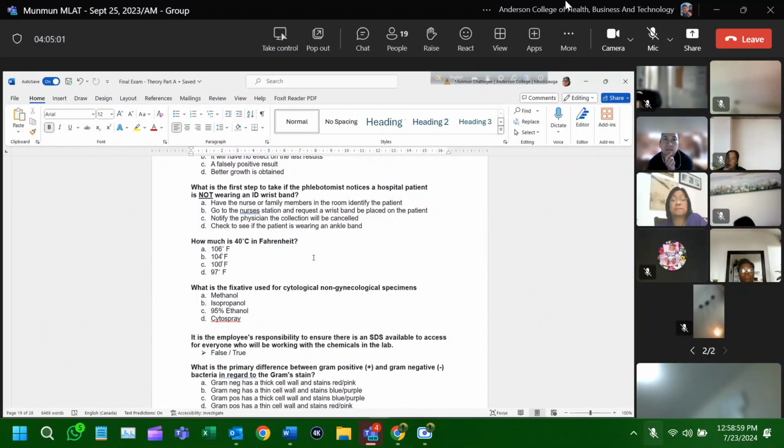There is no band. Who is going to replace it? From where have you got the terminology replacement? It doesn't say replace, it says to be replaced. So you have to go to the nurse station and request a wristband to be placed on the patient. Right, B.